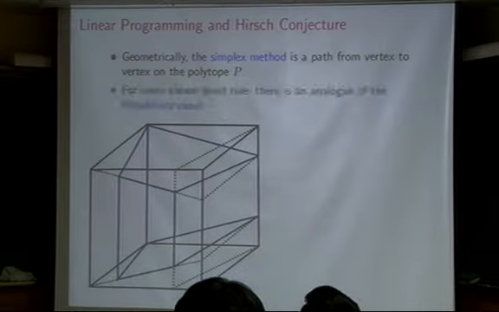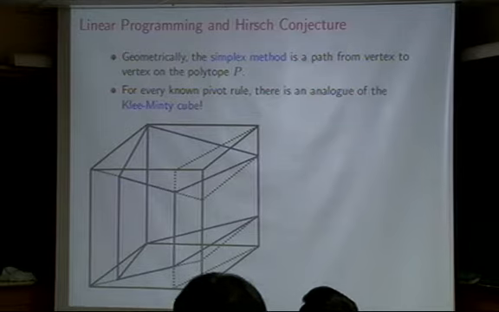So you find one vertex by magic, and then you traverse along the graph of the polytope, which is why the Hirsch conjecture is important, right? From vertex to vertex, always increasing the value of your linear functional phi until you get to a maximal vertex.